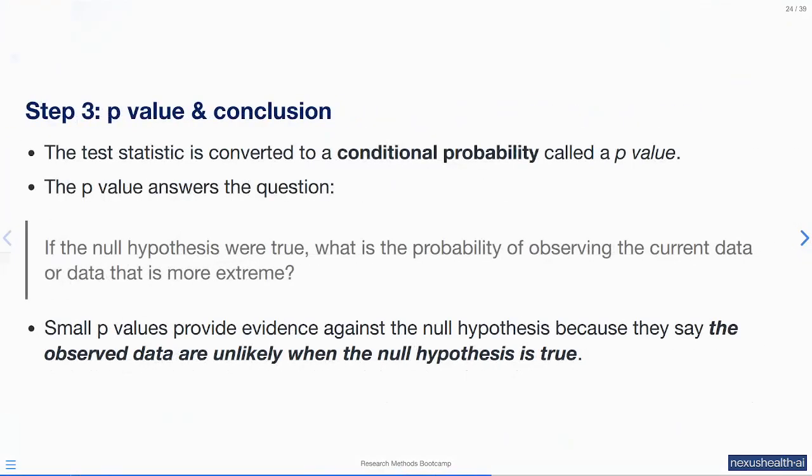In the third step of hypothesis testing, the test statistic is converted to a conditional probability, which we call the p-value. It answers the question, if this null hypothesis were true, what is the probability of observing the current data or data that is more extreme? Small p-values provide evidence against the null hypothesis because they say the observed data are unlikely when the null hypothesis is true.